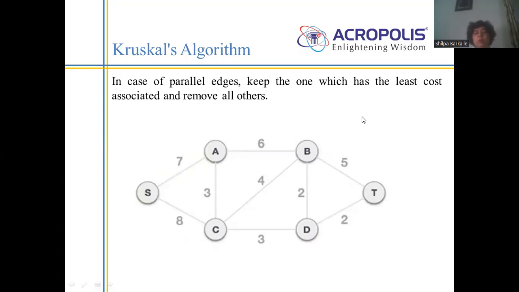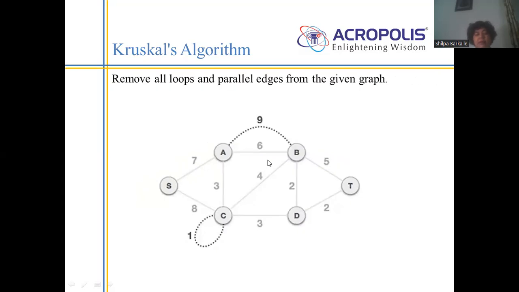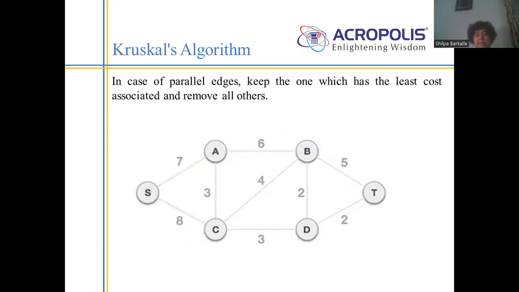The edge which has lesser weight will be kept. So we had two edges AB, one having the weight 8 and another having the weight 6. So we removed the edge with the weight 9. And we kept the edge with the weight 6 like this. Also, the loop has been removed. So the first step, which says to remove all the loops and all the parallel edges, has been achieved.